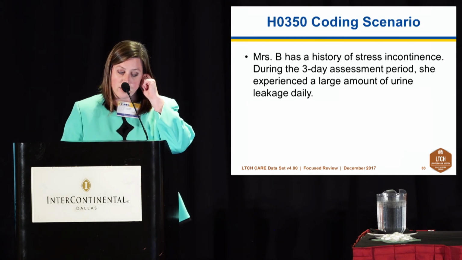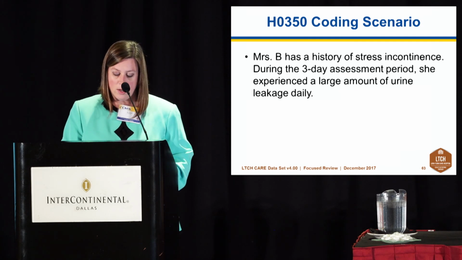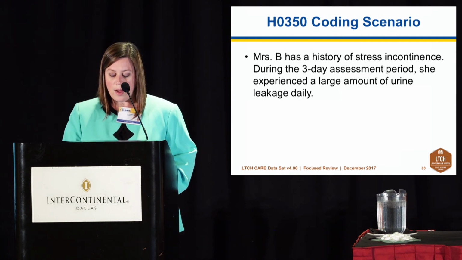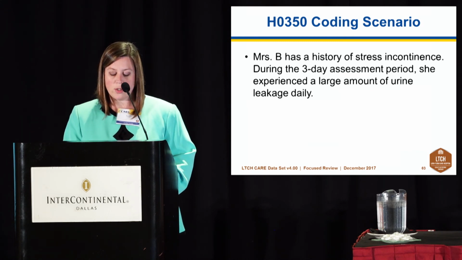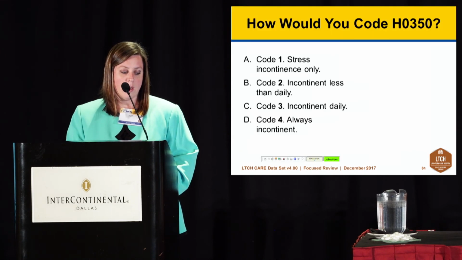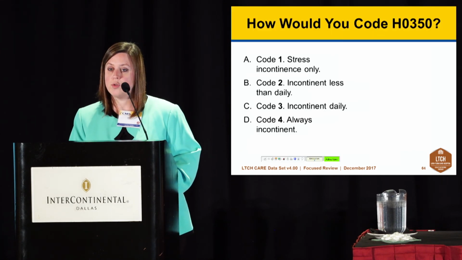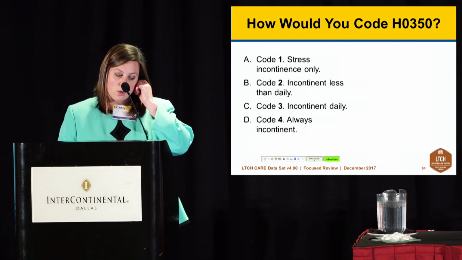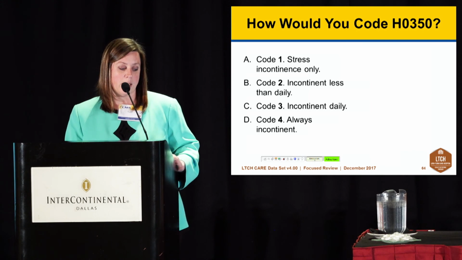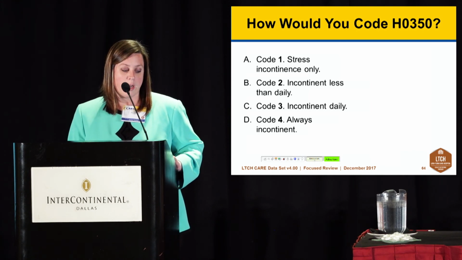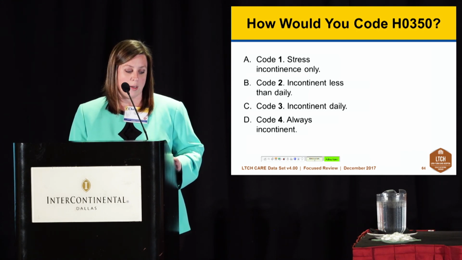So let's try a coding scenario for H0350. Here's a coding scenario for bladder continence. Mrs. B has a history of stress incontinence. During her 3-day assessment, she experienced a large amount of urine leakage daily. How would we code H0350? We really want to remember our definition of stress incontinence for this one. So A, we would code 1, stress incontinence only. B, code 2, incontinent less than daily. C, code 3, incontinent daily, or D, code 4, always incontinent.